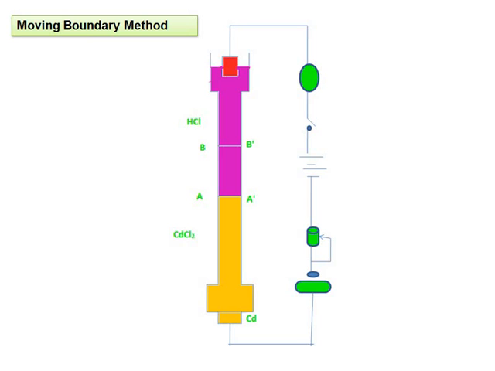When the current is switched on, the tube is filled with a solution of hydrochloric acid. A boundary gets created between the two solutions. The position of the boundary can be identified either by using an indicator or by measuring the refractive index of the two solutions.